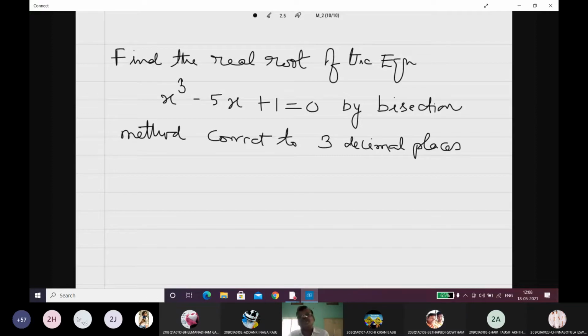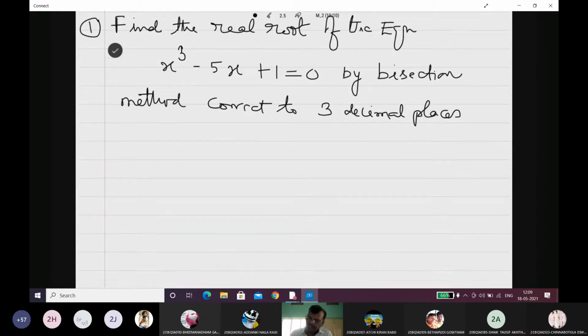This method is so easy, but the iterations are large. The desired root is not convergent immediately. It takes a number of steps. That is very, very important. Okay. Now we can find the root for this one.